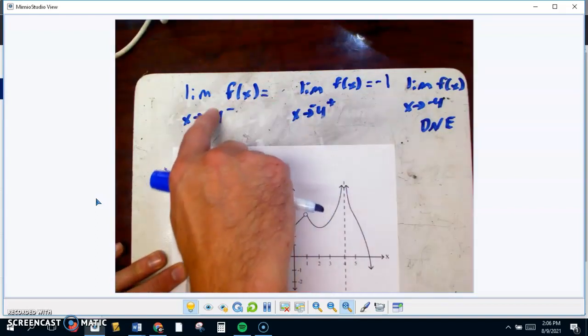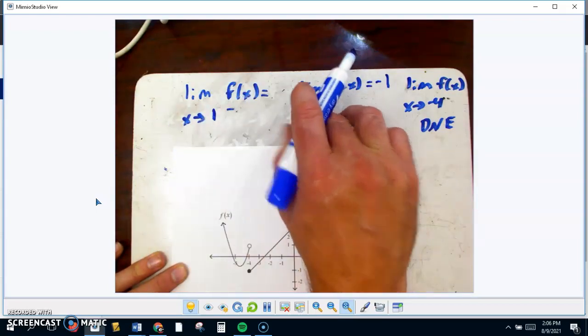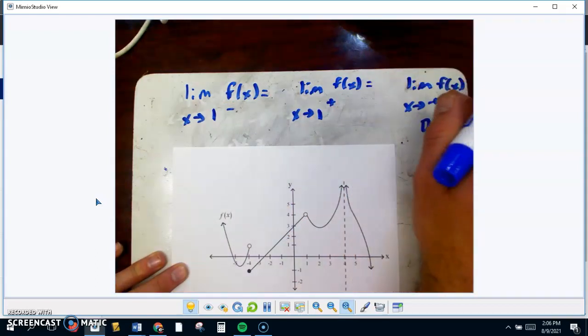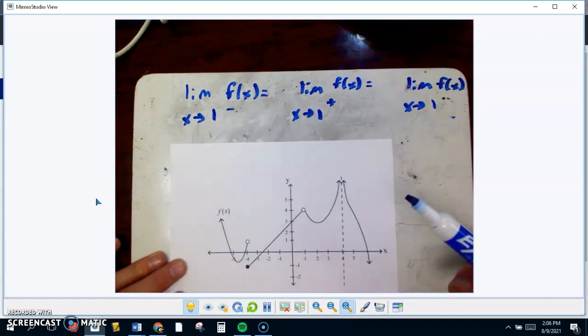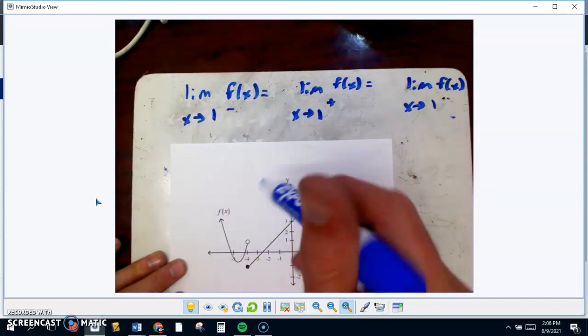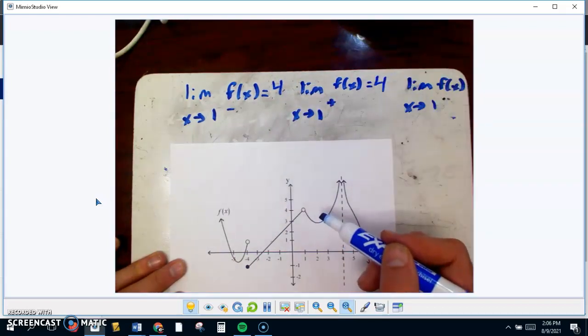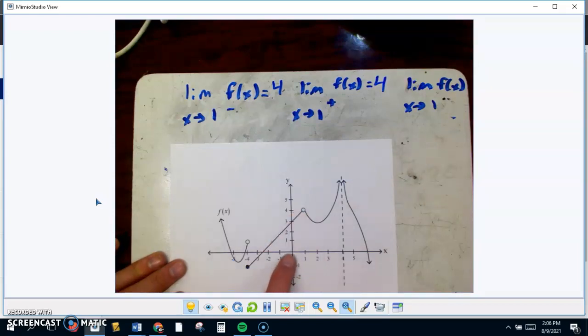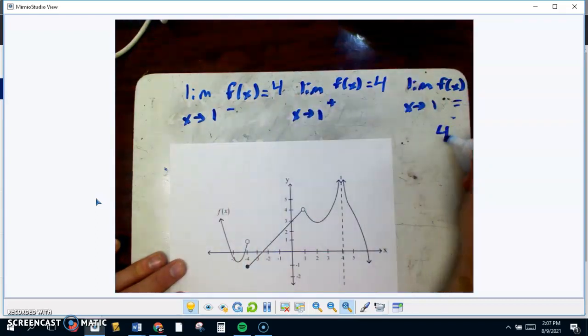All right, if I change these to 1s, there is something strange that goes on at 1, in that there's a hole, but from the left-hand side and from the right-hand side, it's going to the same place. It's going to the y-coordinate 4. Okay? The fact that the 4 is not actually there is not relevant. The limit is approaching 4. That means as I get closer and closer and closer to 1, x-coordinate, the y-coordinate is getting closer, closer, closer to 4. Because these match and agree, the in general limit is also 4.